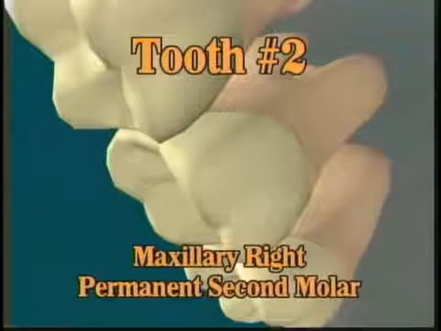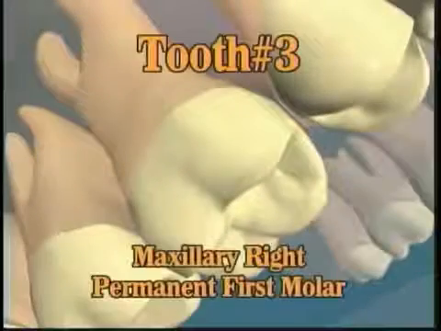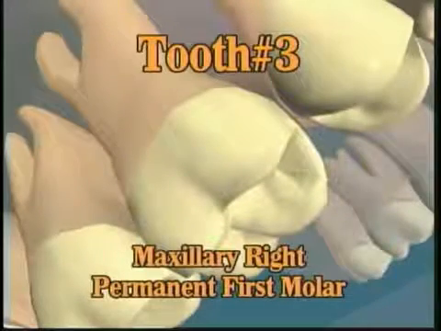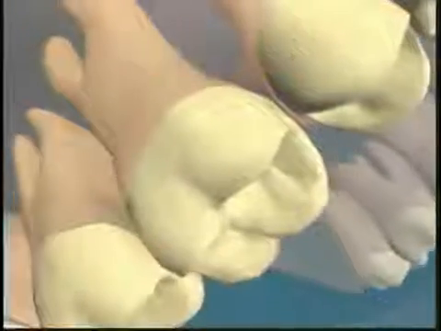Tooth number 2, the maxillary right permanent 2nd molar. Tooth number 3, the maxillary right permanent 1st molar.